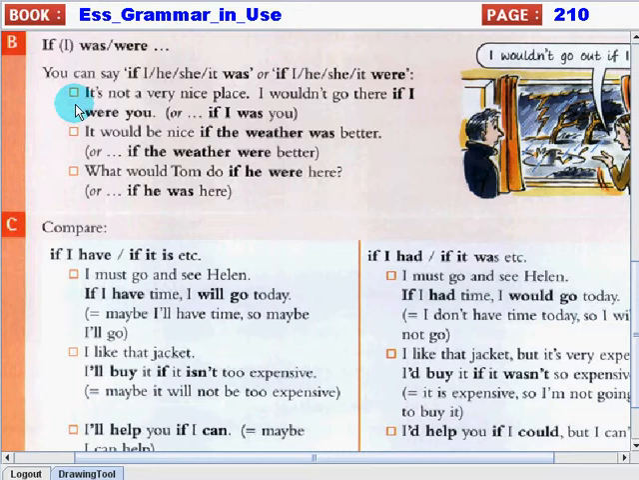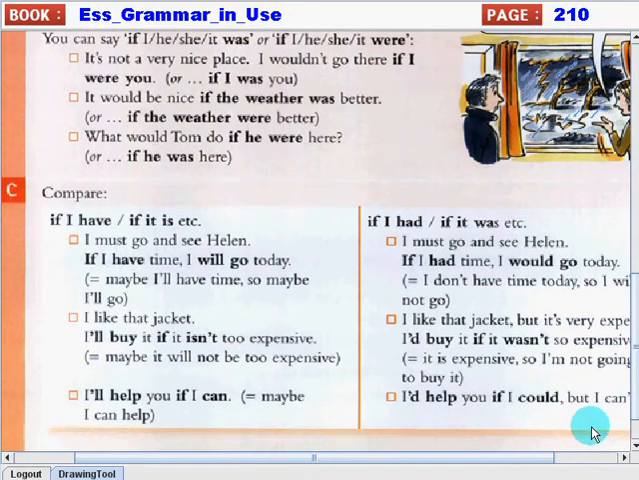Examples: It's not a very nice place. I wouldn't go there if I were you. We can also say I wouldn't go there if I was you. Next example: It would be nice if the weather was better. Or we can also say it would be nice if the weather were better. Next one: What would Tom do if he were here? We can also say what would Tom do if he was here? Alright?